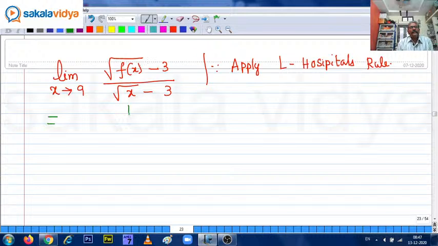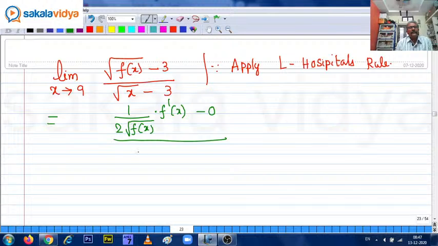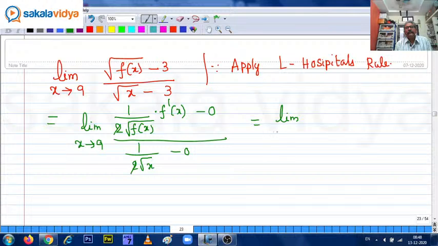See, the differentiation of the numerator separately, denominator separately. Derivative of root f of x is 1 by 2 root f of x into f dash x, minus 3 derivative 0, upon root x differentiation is 1 upon 2 root x minus 0. So limit here x tends to 9. 0 leave it, no problem. 2 gets cancelled.